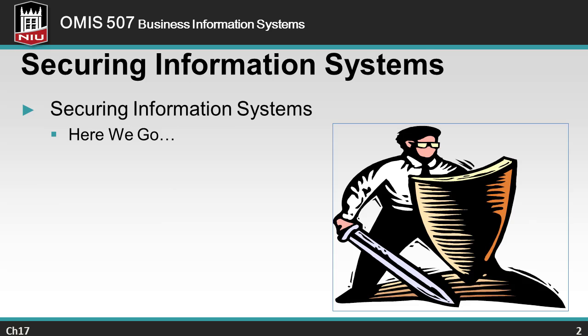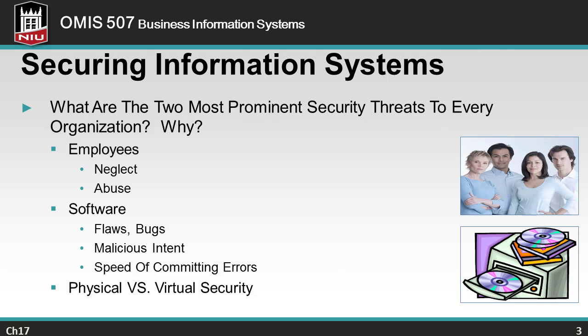At this point, let's switch gears to consider the security issues created by the Internet. What are the two most prominent security threats to every organization? The most common problem comes from your own employees. Sometimes employees act carelessly, but other times they act maliciously. Employees may accidentally bring in a virus to the system or may purposefully copy data or share company secrets.